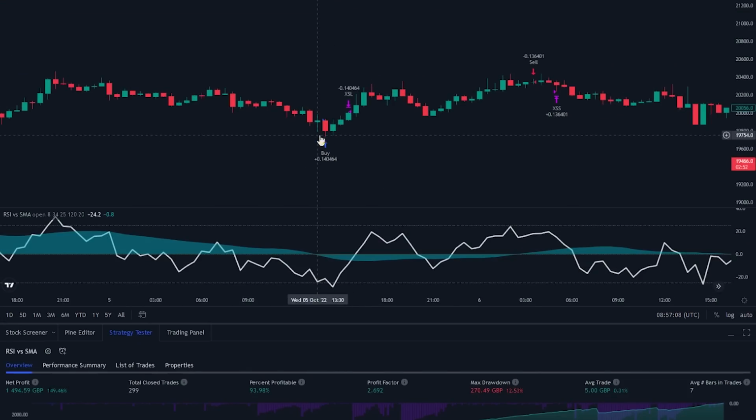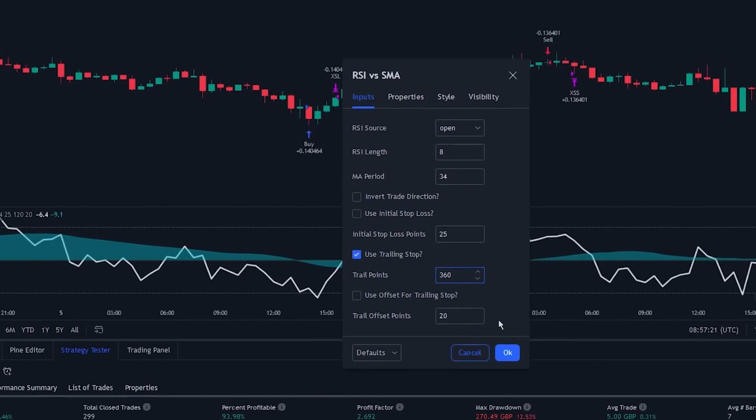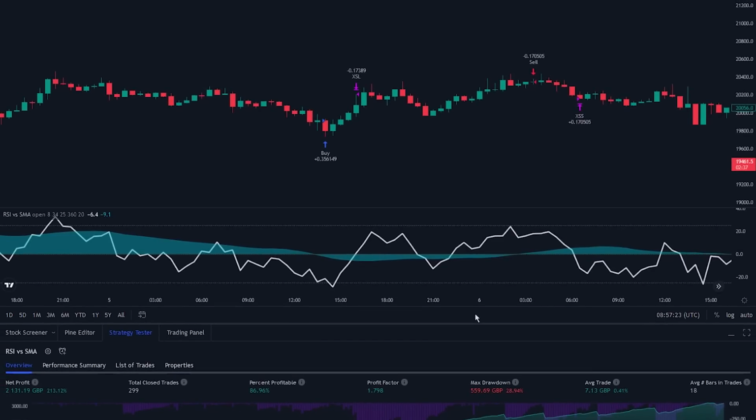Like we said previously, if you have been looking closely at the chart, you will see that there is a big problem. The strategy takes an excessive amount of trades. To fix this, simply adjust the stop loss. For the video, we will change it to 360 points, however, you can of course choose a different number.